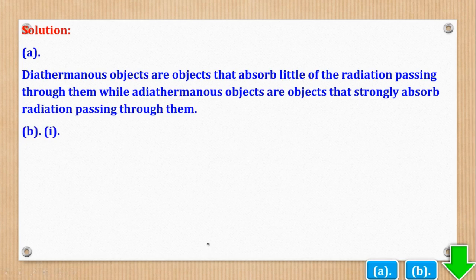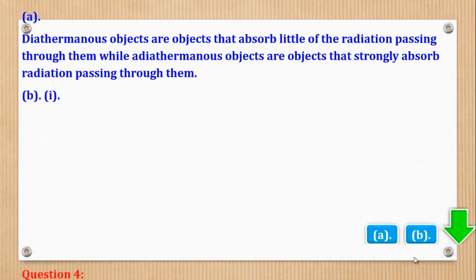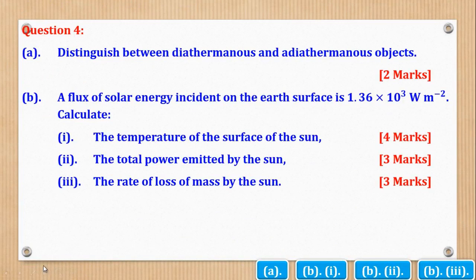So now we shall go to part B, Roman 1. Part B, Roman 1 says a flux of solar energy incident on the Earth's surface is this. Calculate, part Roman 1, the temperature of the surface of the sun.